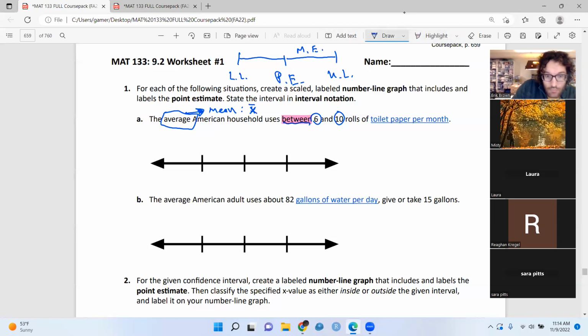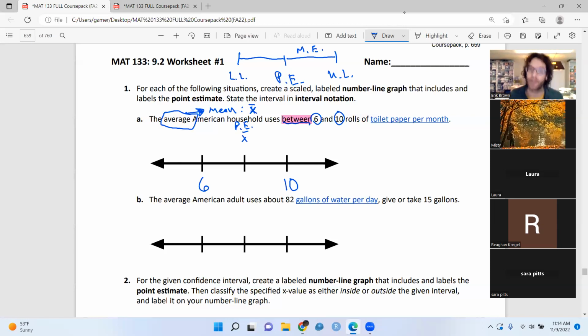So, number line, smallest number comes first, largest number comes second. Now, why did I leave this middle one blank? Because it's X bar. We have a formula to solve that. That's the mean, X bar. Good. That's where the point estimate is. It's in the middle. So that middle one is the point estimate. And point estimate and X bar are the same.